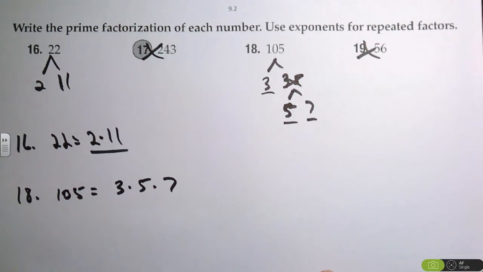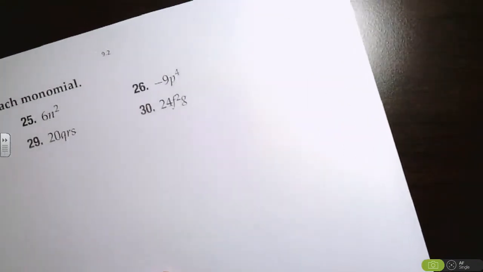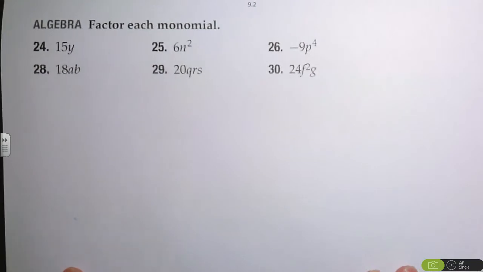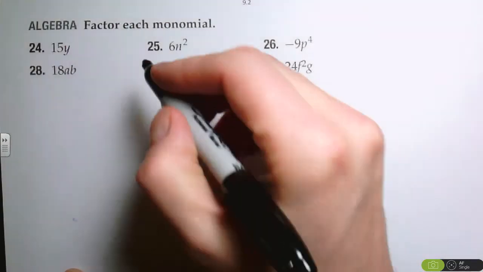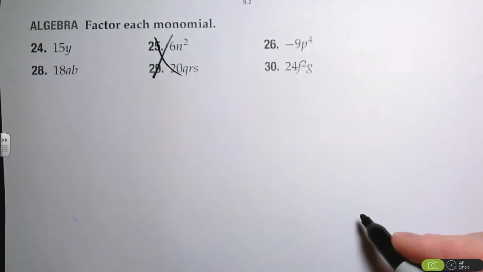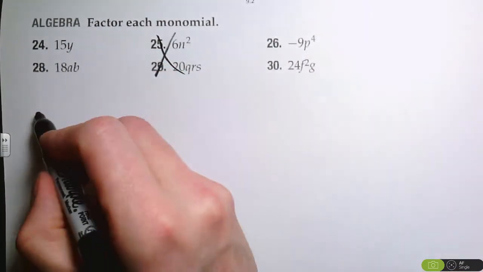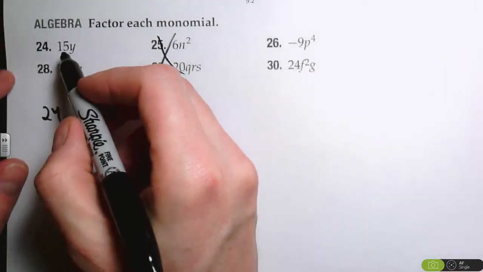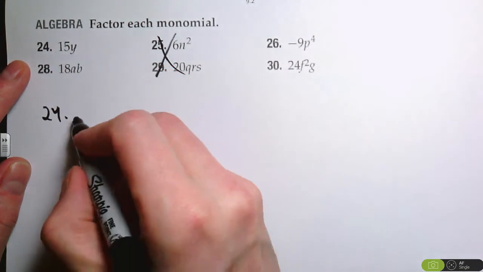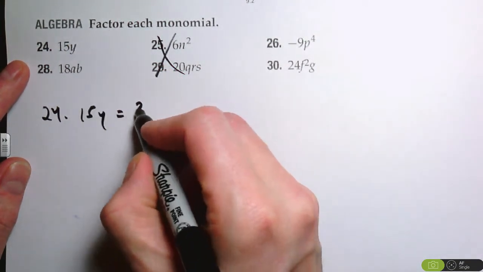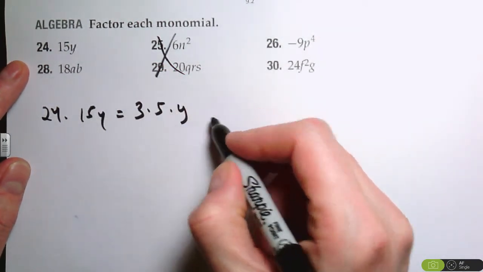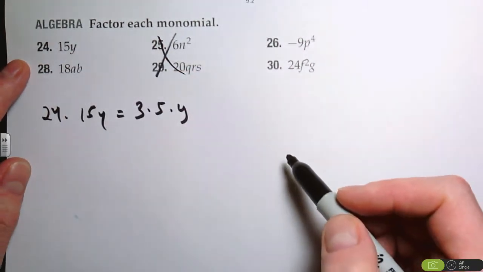Okay. Number 24, or sorry, the next part here: 24 through 30 even. Again, it won't do 25 because it's odd. For 24, 15y factors pretty easily. It's just 3 and 5. So 15y is 3 times 5 times, well, how many y's are there? Just one. So a single y.